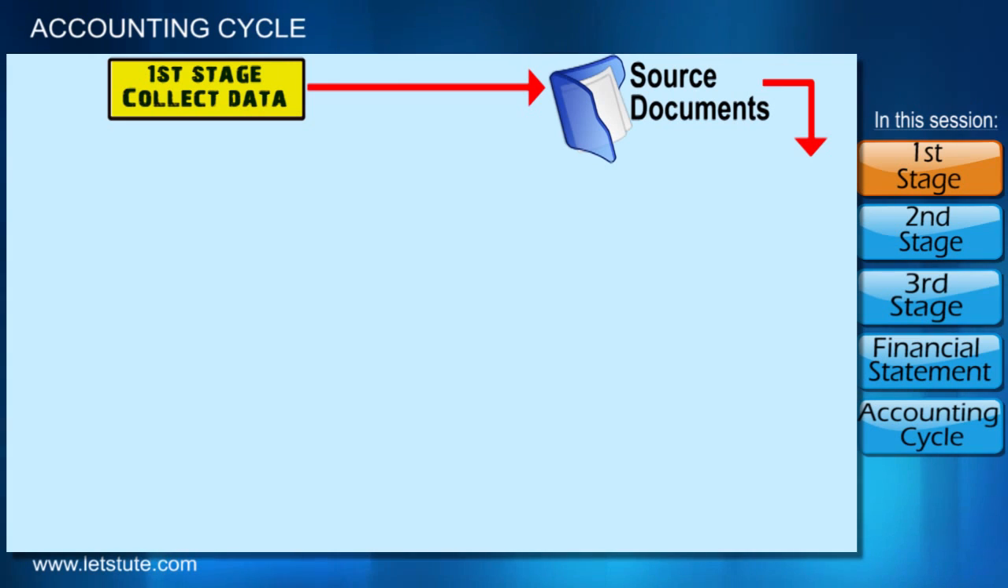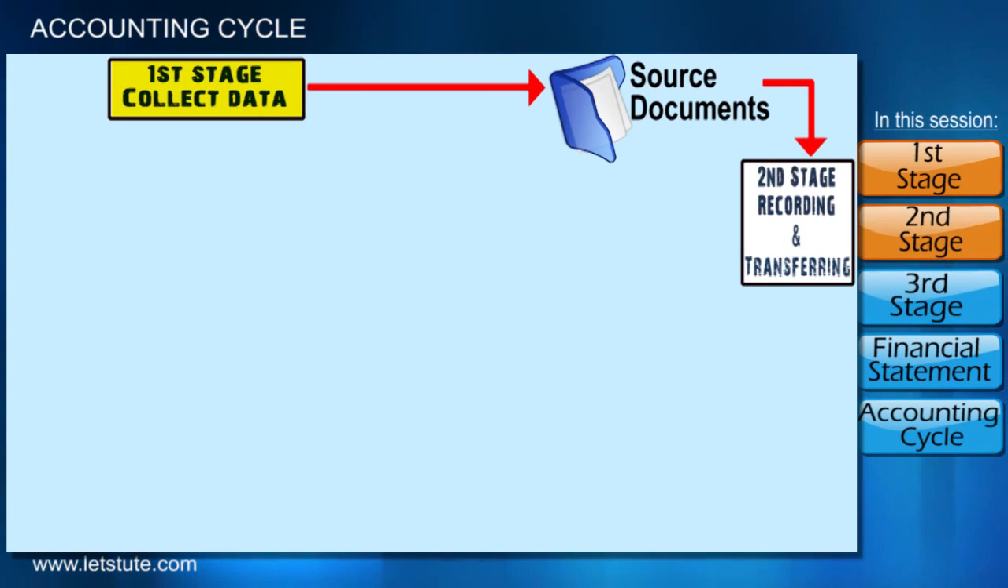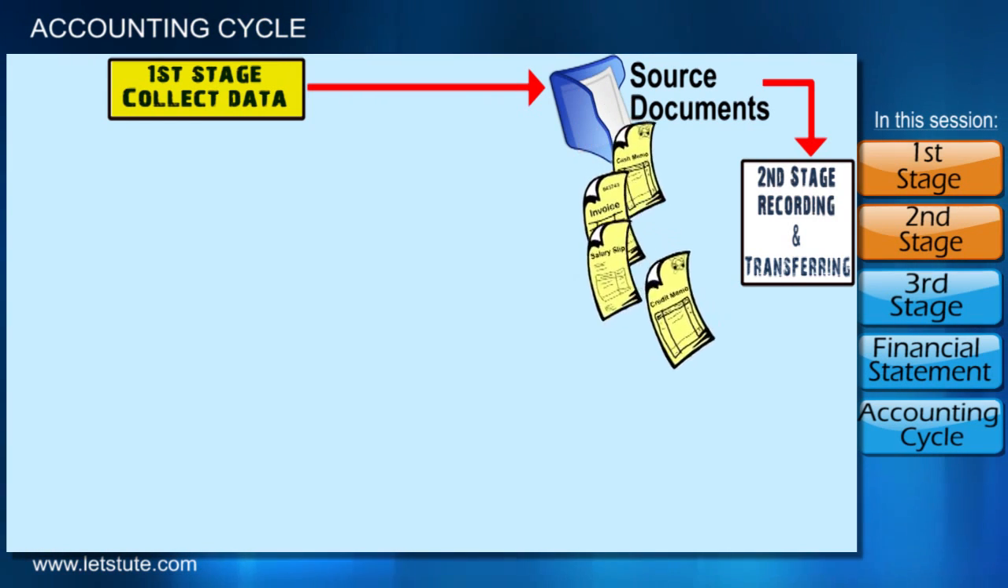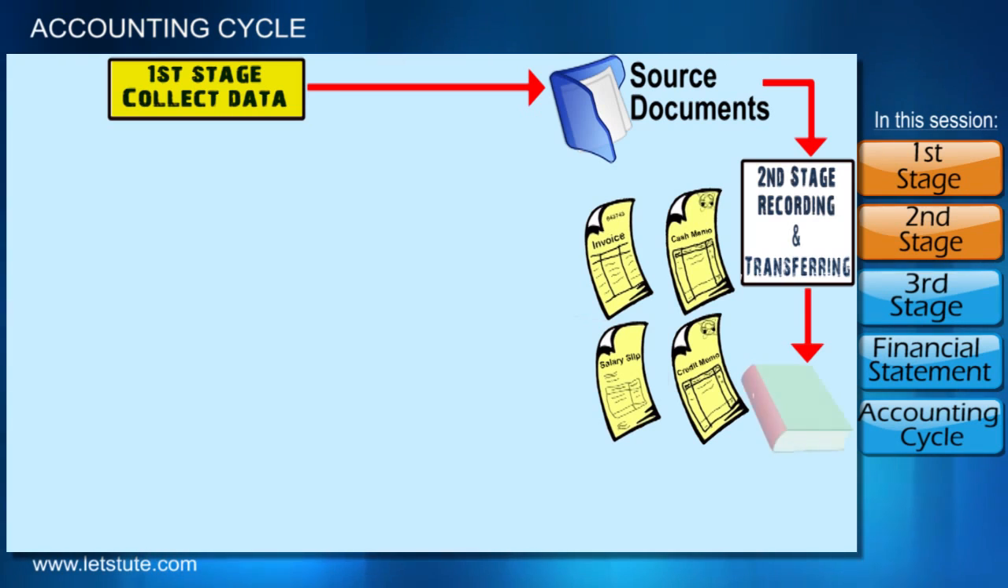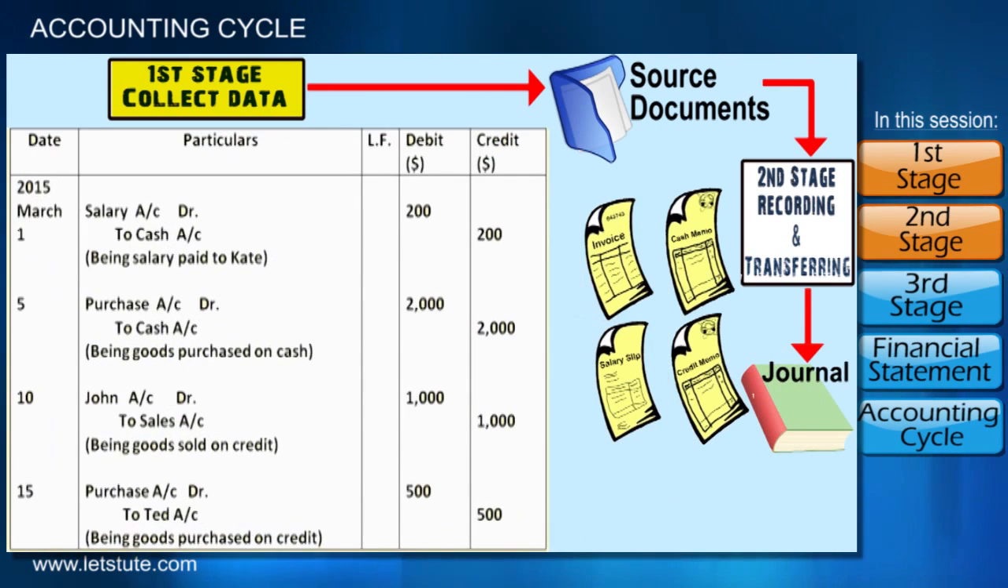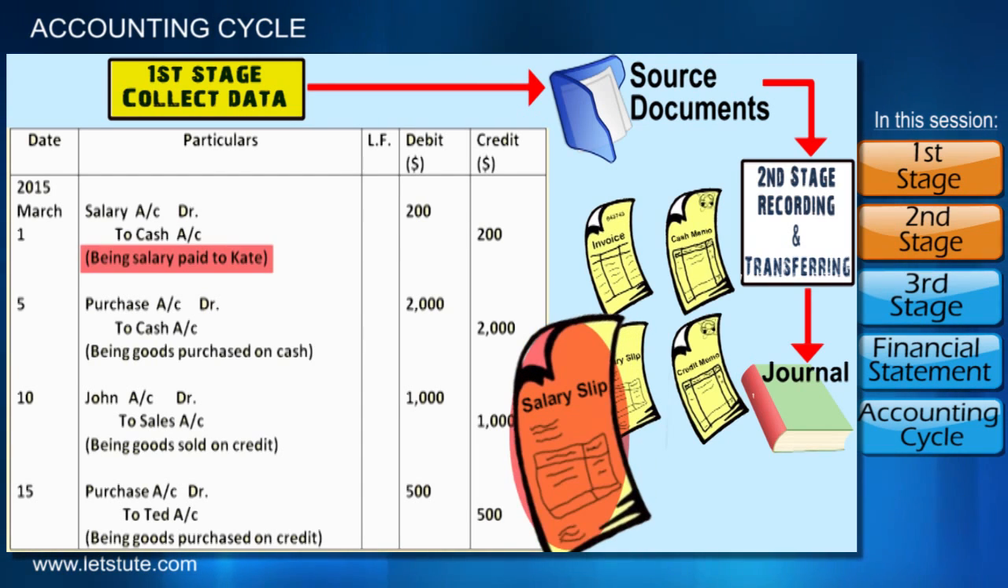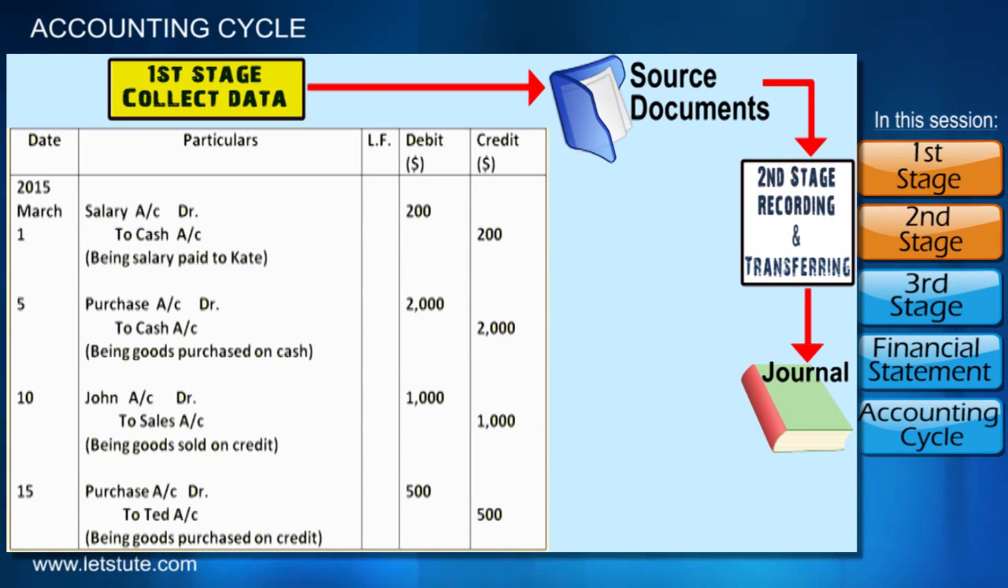Then comes the second stage, that is recording and transferring. So the first step is, from these source documents collected, we will record all the transactions in a book called a journal. In a journal, we narrate and record all our daily transactions as and when they take place. As we know, a transaction is an exchange of 2 things. We will record 2 accounts that are equally affected in this book. It is always done date-wise in a chronological order.